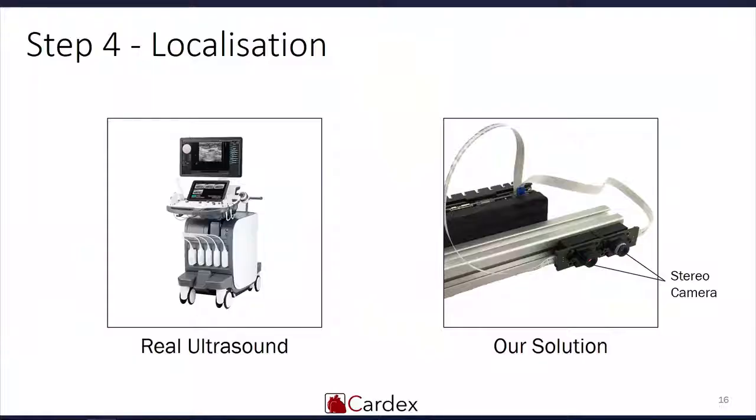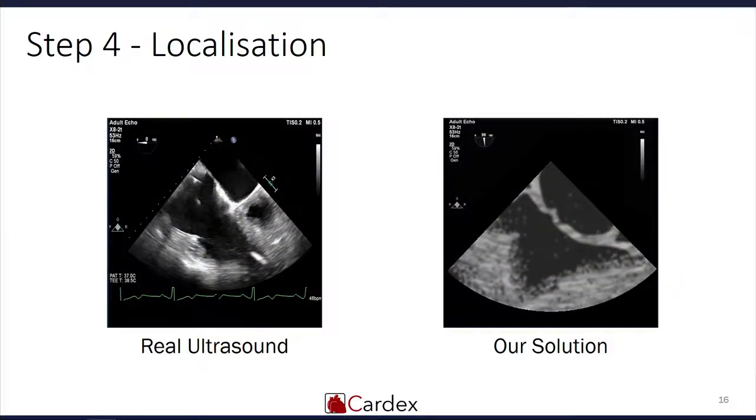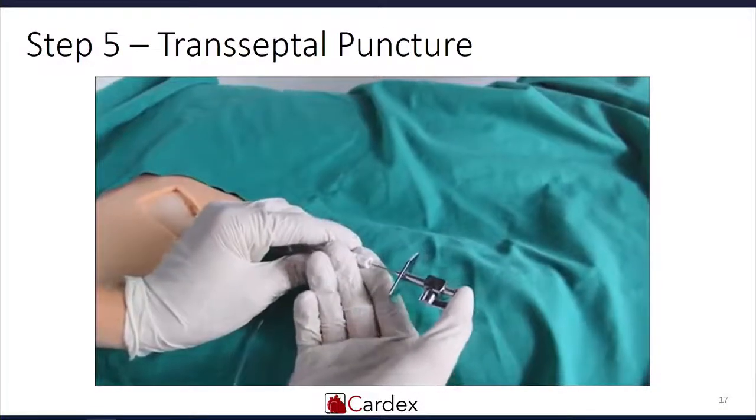Real ultrasound imaging only works with fluids. Early on in this project, we decided against the use of fluids to eliminate the risk of spills and further improve the user experience. Therefore, we developed a 3D scanning system based on a stereo camera setup that constantly measures the deformation of the fossa ovalis and transforms this information into a classical ultrasound image. After having identified the correct position, the transseptal needle is advanced and the membrane is punctured.